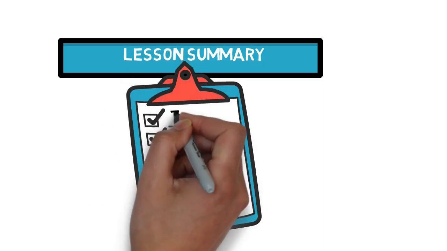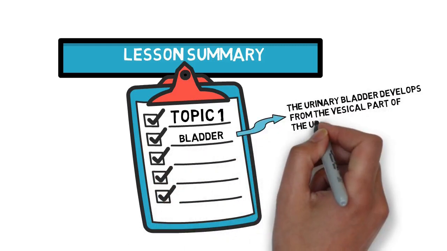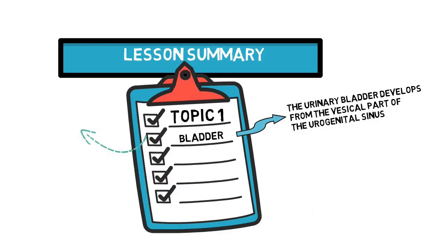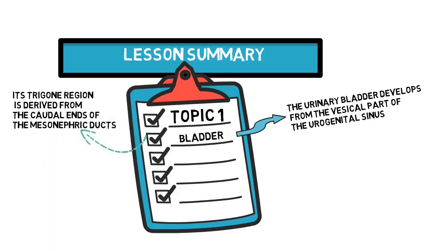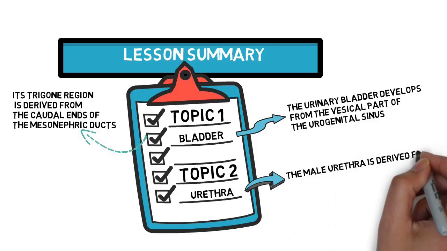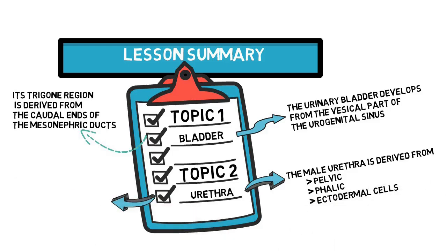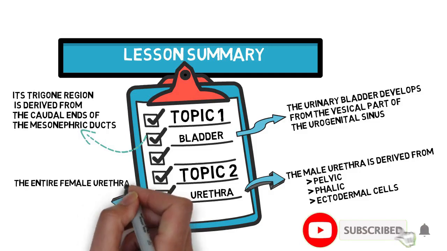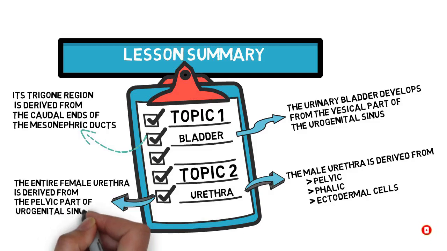Now let's recap what we have learned. Under topic 1, we have seen the bladder. The bladder develops mainly from the vesical part of the urogenital sinus, but its trigone region is derived from the caudal ends of the mesonephric ducts. The male urethra is derived from pelvic, phallic, and ectodermal cells. The entire female urethra is derived from the endoderm of the pelvic part of the urogenital sinus.